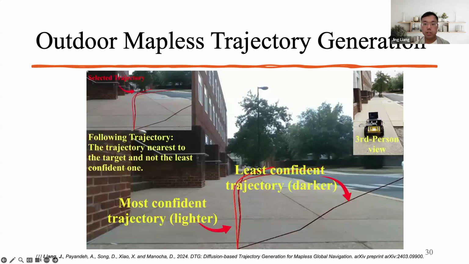This is a video demonstration of MTG. In the video, the darker color of the trajectories means lower confidence, and the lighter color means higher confidence. The top left figure shows the selected trajectory, which is the most confident and closest to the target. And the top right figure shows the third-person view of the navigation. And we use a dynamic window approach as the motion planner to follow the generated trajectories for collision avoidance.